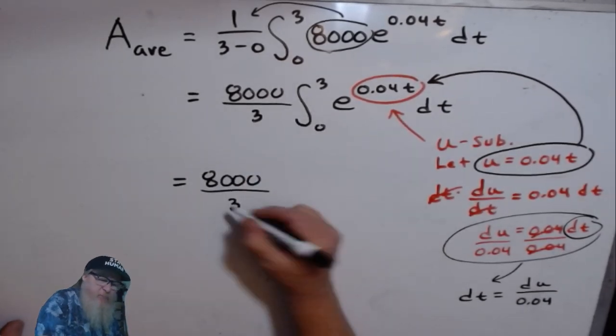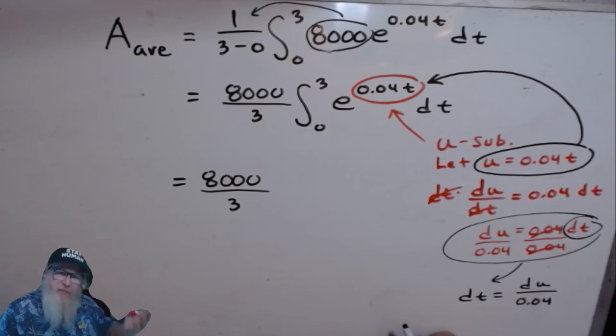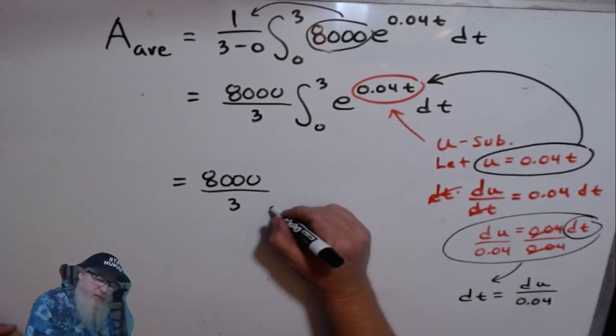I wish 8,000 was divisible by 3. I should have invested $9,000. It would have made this a lot easier.